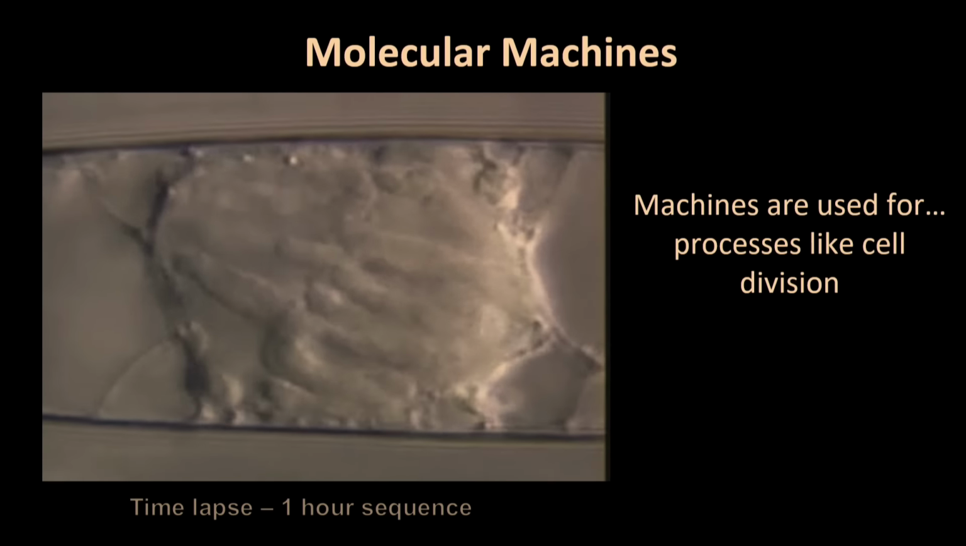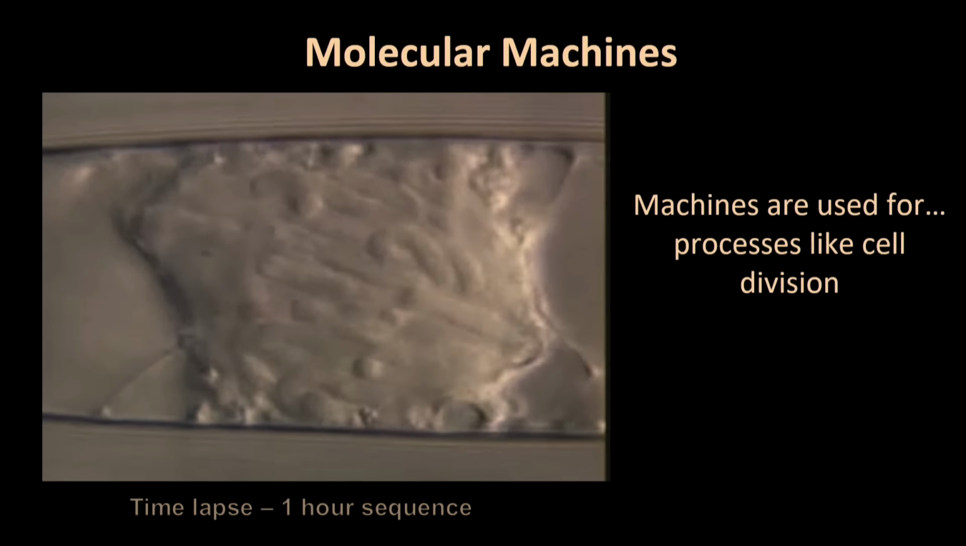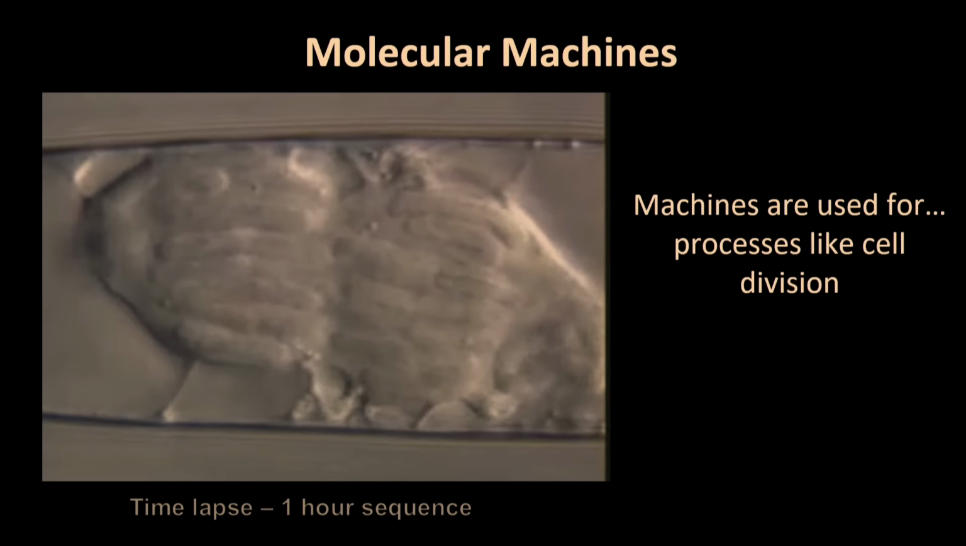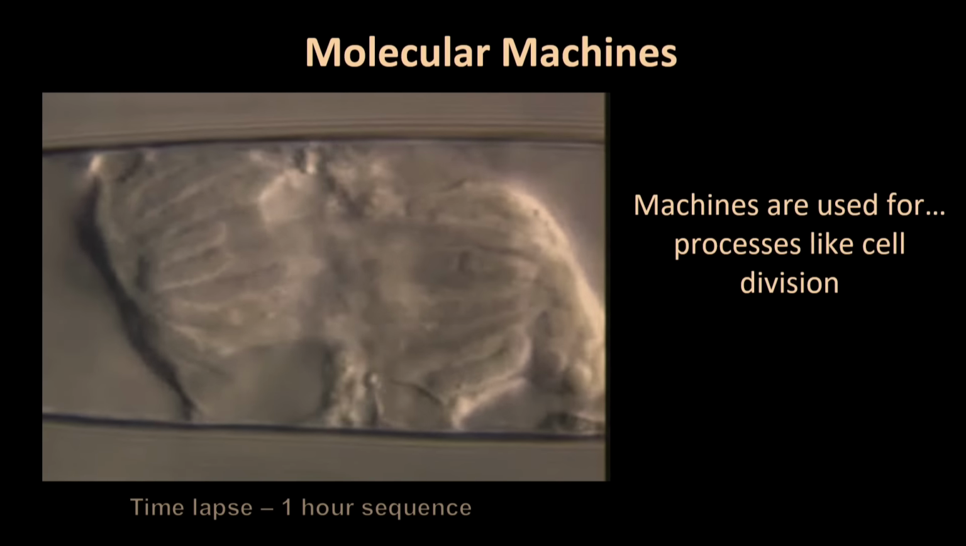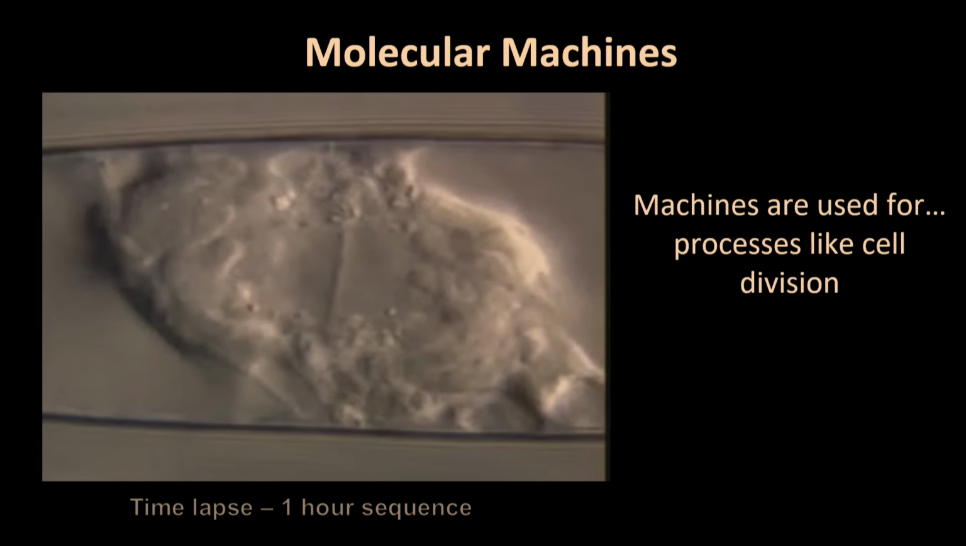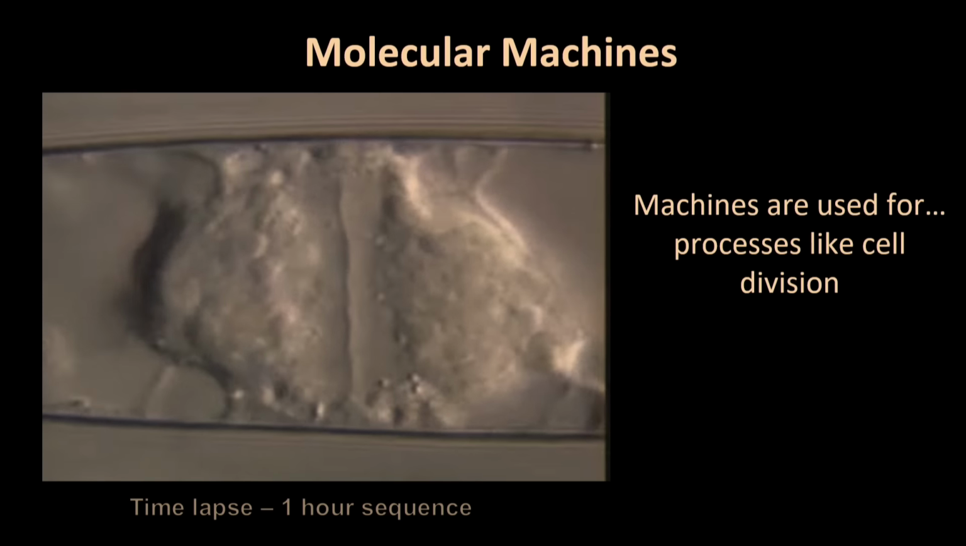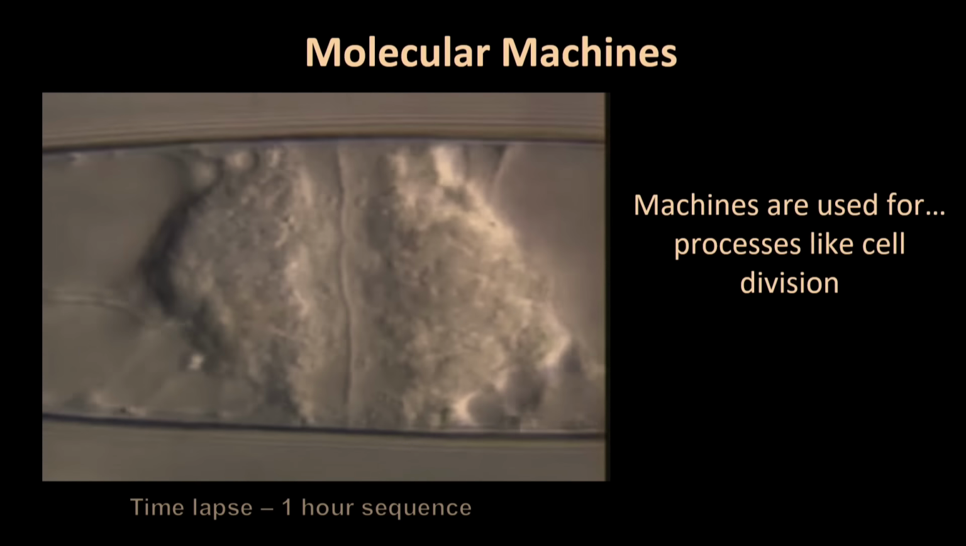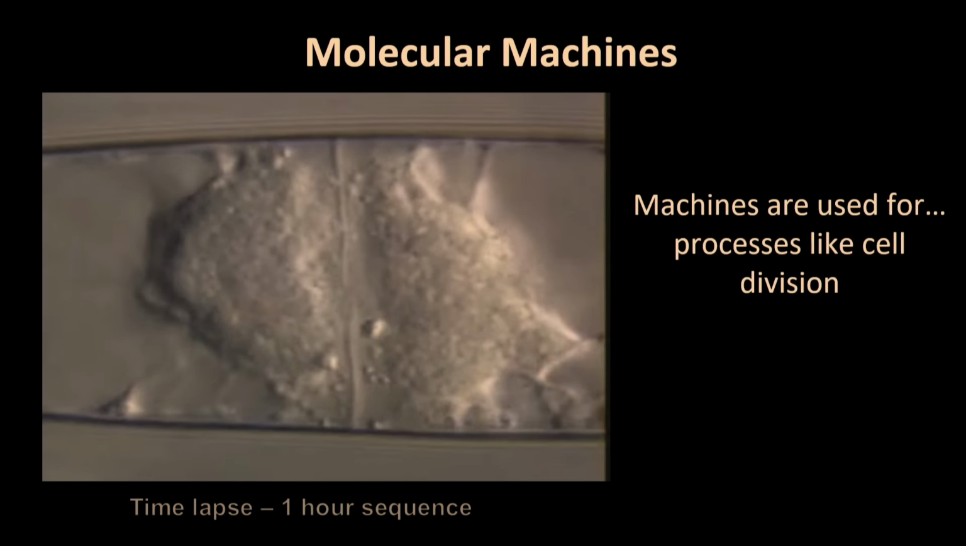As soon as it gets them lined up, it'll pull them apart to what will then be two new daughter cells. It reforms the nuclear membranes. It'll put a cell wall down in front of those two cells.